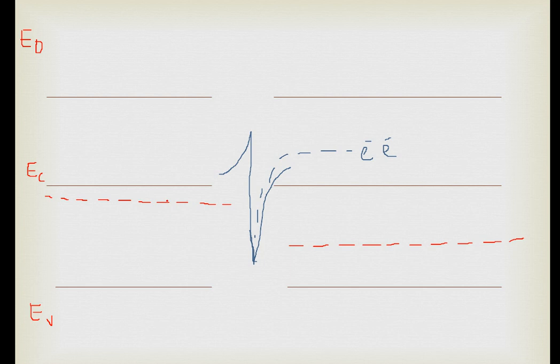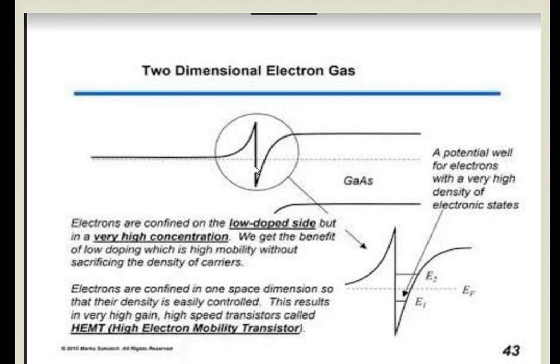So in order to obtain that, the electrons move in this direction, and this is the junction. This straight line indicates the junction, and it will go to this level. So if you observe, in this way the two-dimensional electron gas is formed. So here the electrons are confined on the low doped side but in very high concentration. So whenever you are having the low doped material, in that material the electrons are highly concentrated. They are having the high concentration.